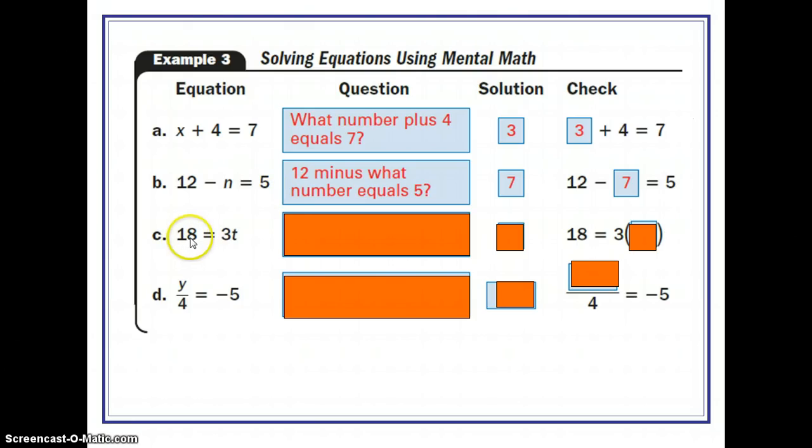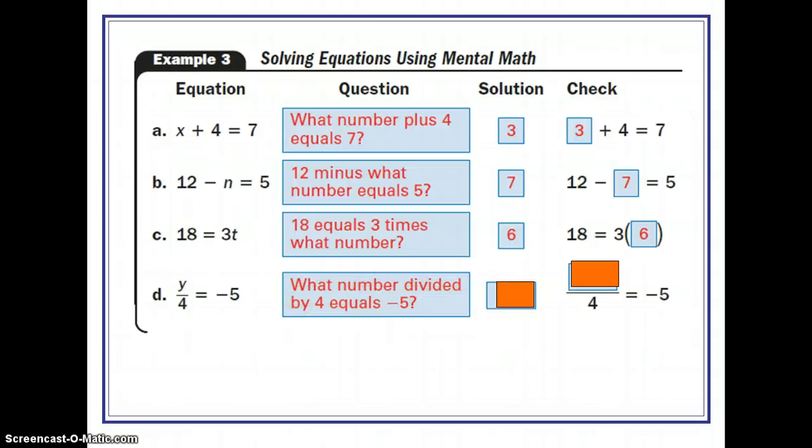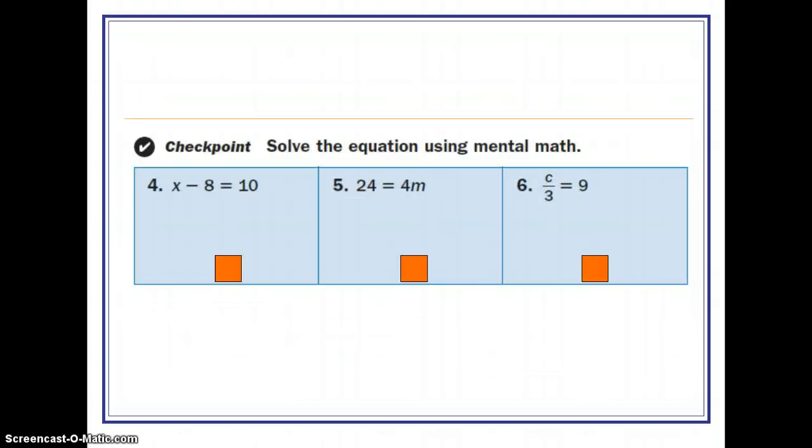Part C. 18 equals 3 times what number? Well, 3 times 6 equals 18, and you can check it because you know 3 times 6 is 18. Part D. What number divided by 4 equals negative 5? Has to be bigger than 4. Has to be a negative. Negative 20 divided by 4 equals negative 5. Please pause the video and solve these equations using mental math.